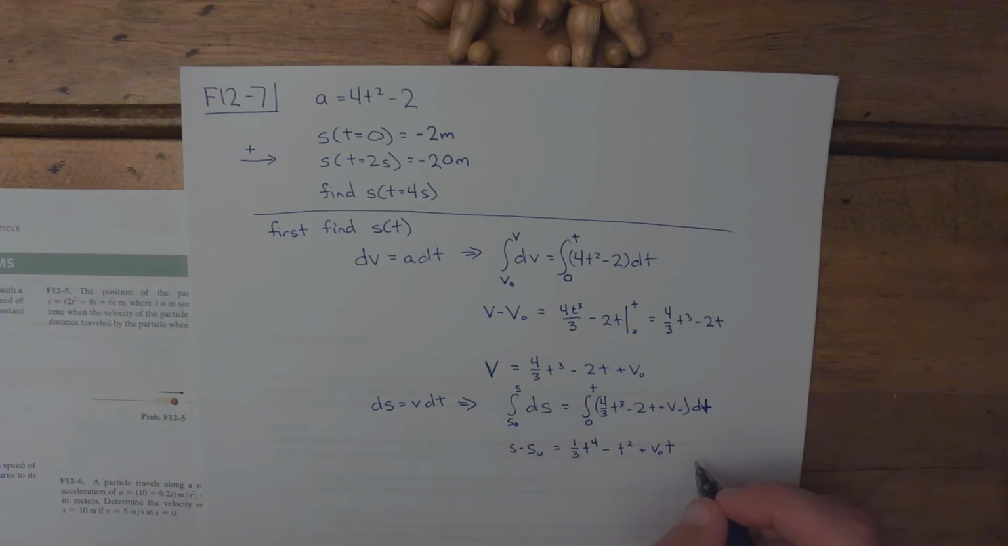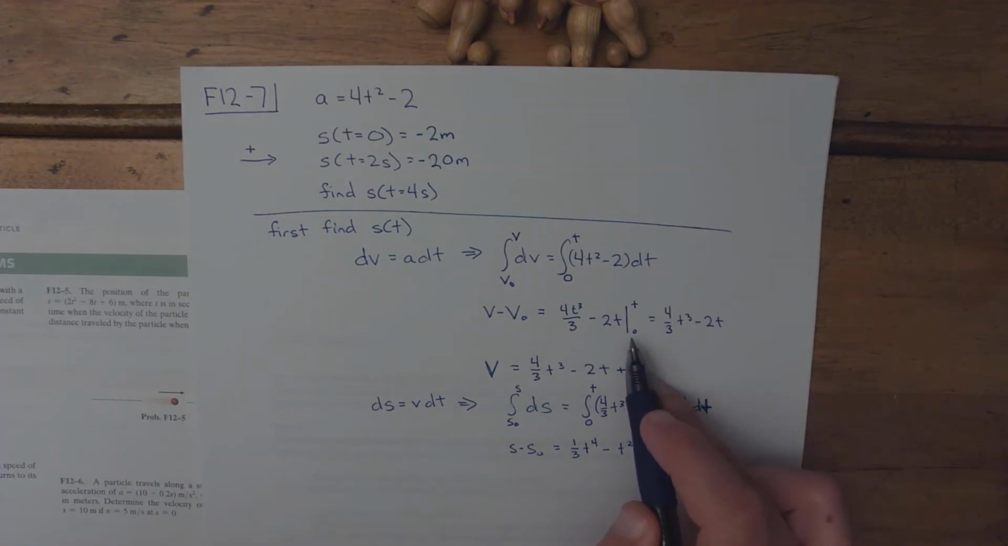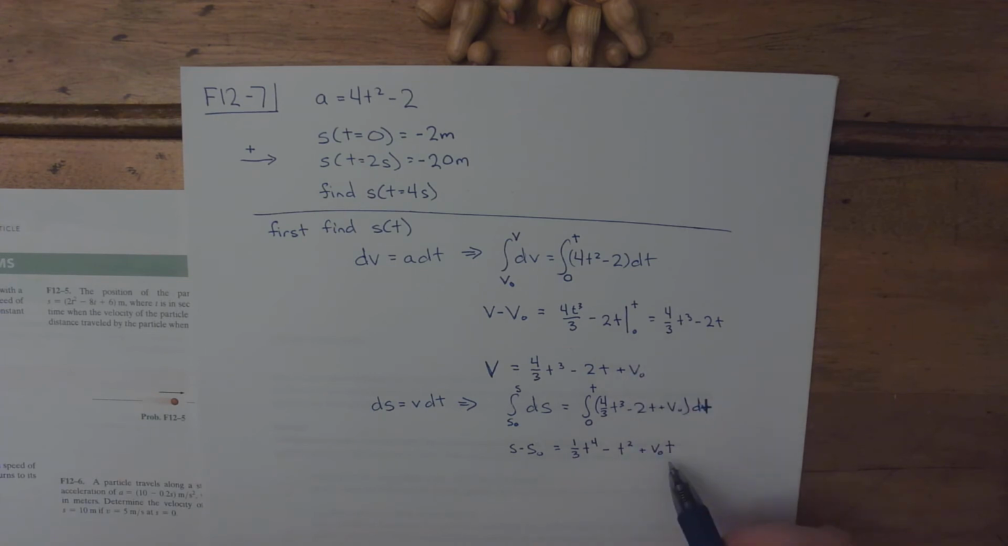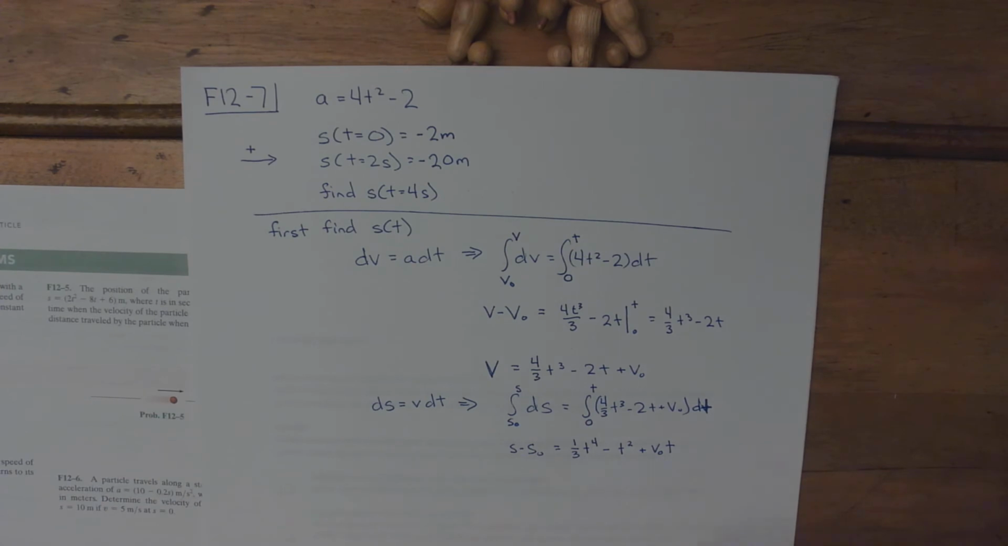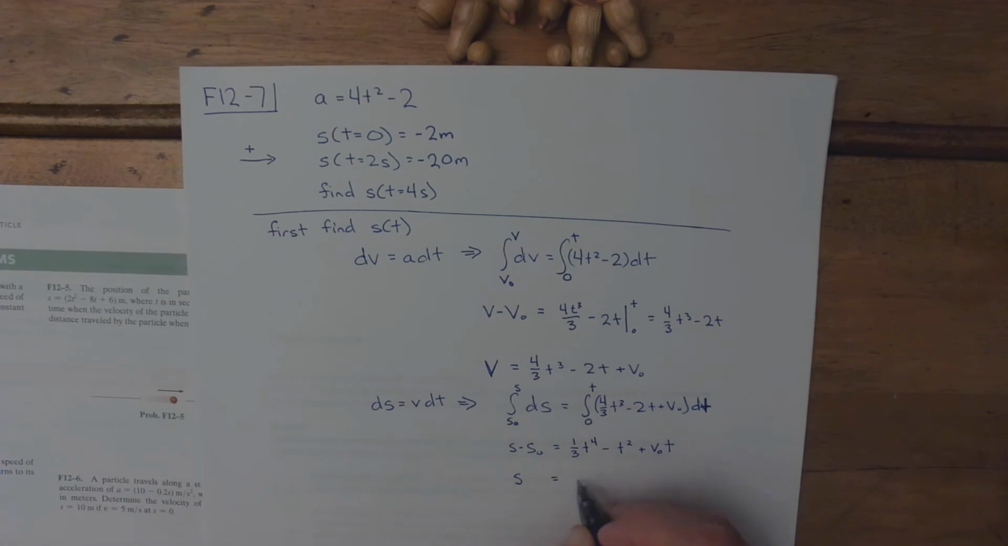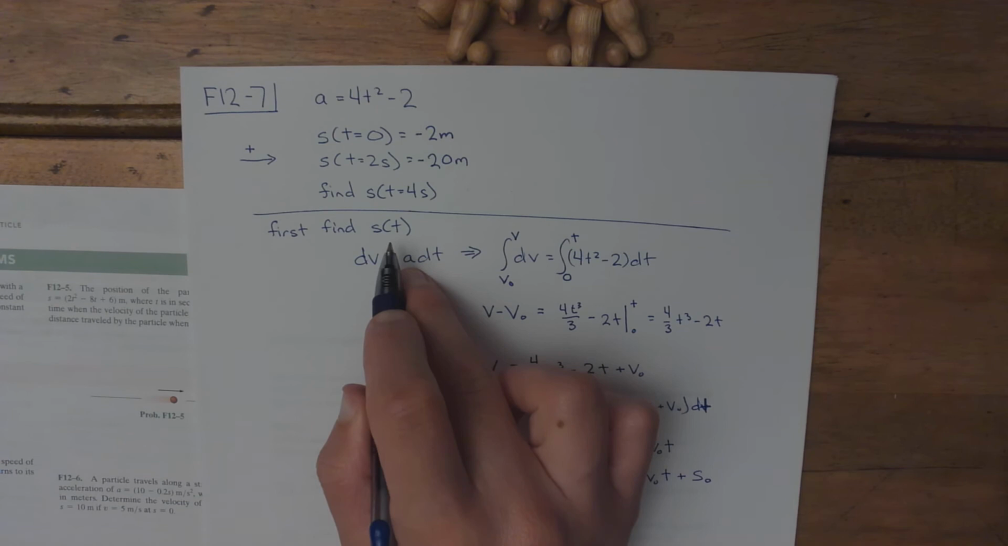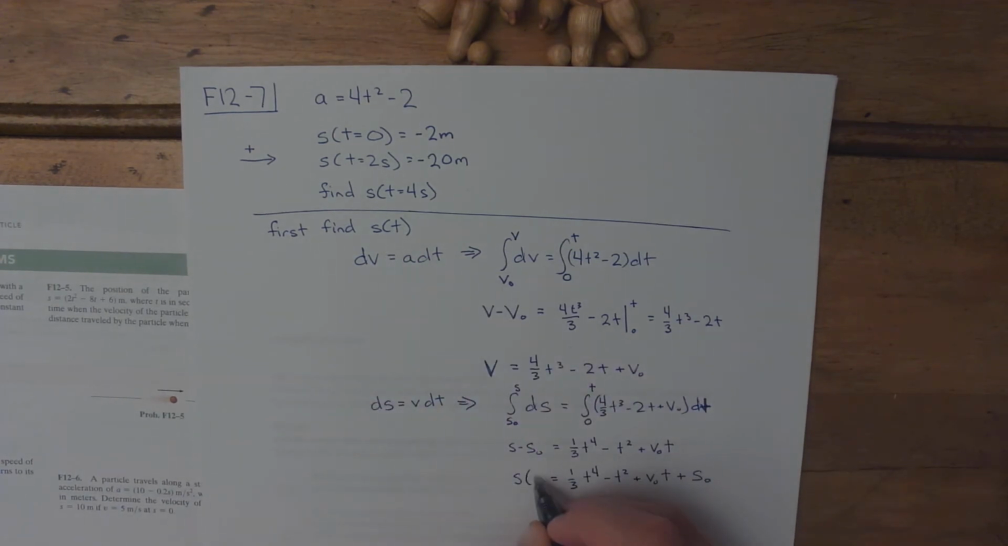And then I have to evaluate it using the limits of integration, but when I plug in the upper limit of integration, that just gives me what I have here. When I plug in the lower limit of integration, this term is 0, this term is 0, and this term is 0, so that doesn't change anything. Okay, so then finally, I just want to take the s naught and bring it over to the other side. So I have s is equal to 1/3 times t to the 4th minus t squared plus v naught times t plus s naught. And this is what I set out to find. This is the position as a function of time.